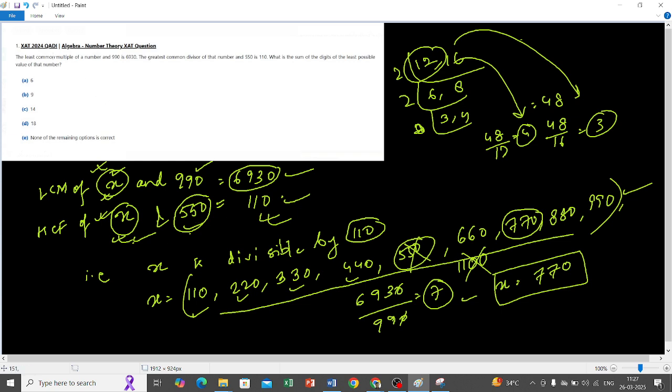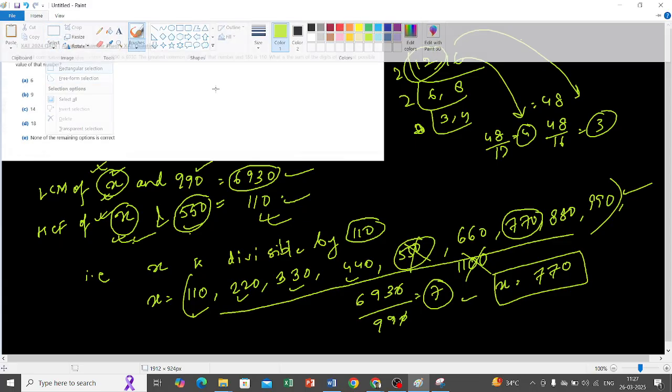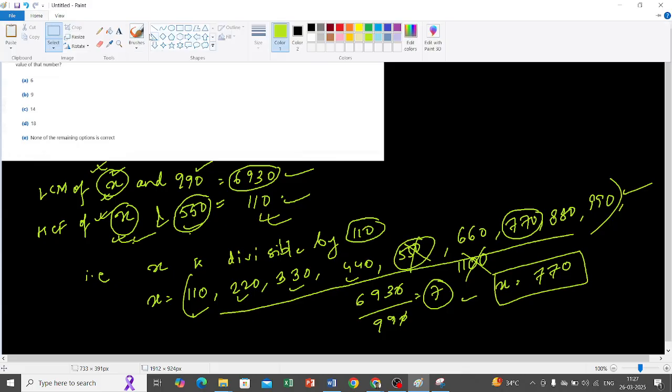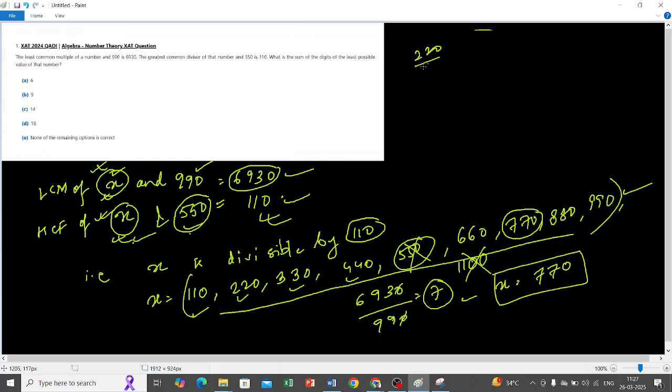How will you determine HCF? I hope you know what HCF is, right? Yes, sir. So 220 by 110 cuts out, it gives me 2, divisible. 550 by 110 cuts out, it gives me 5, divisible. So like this the table of 110 is going on. 110 into 3 is 330, so x can be 330, 440, 550, because 550 is already given. HCF of 550 and 550 will never be 110, it will be 550 only. It can be 660, 770, 880, 990.